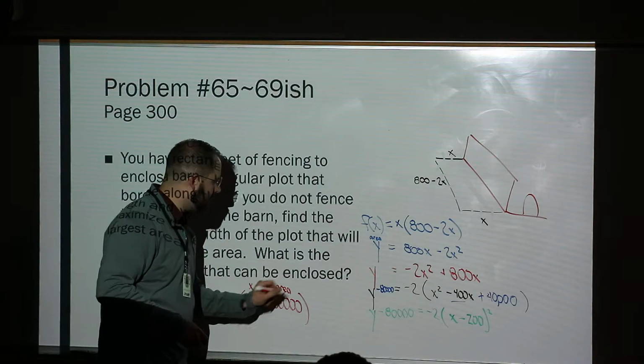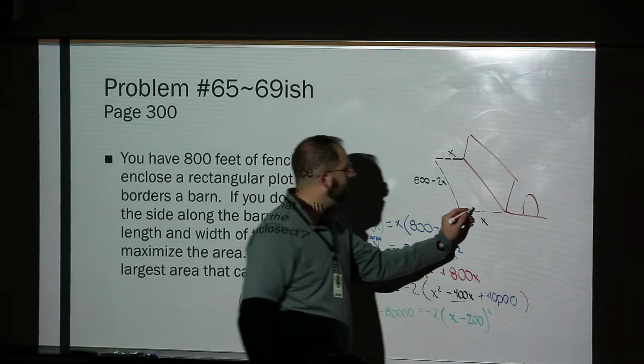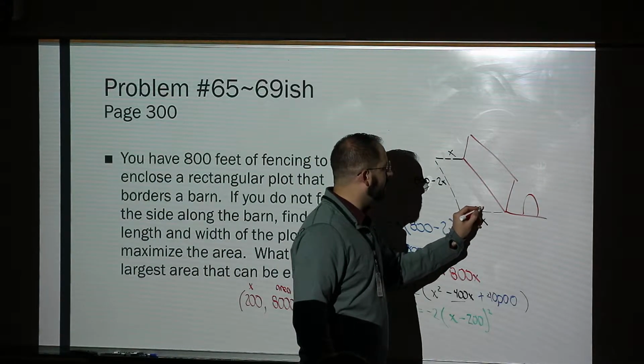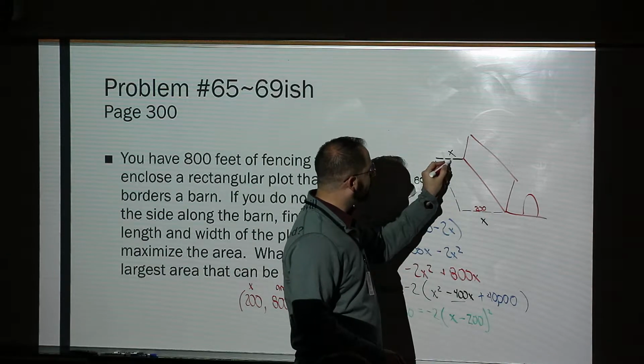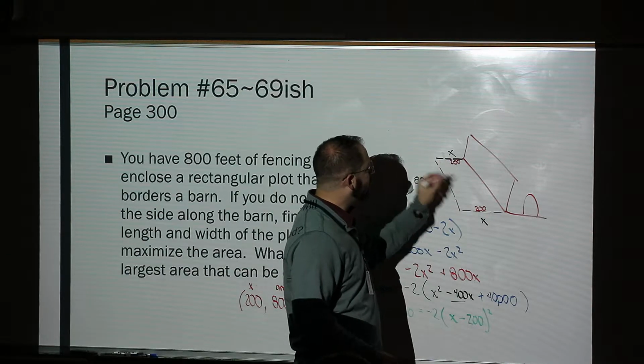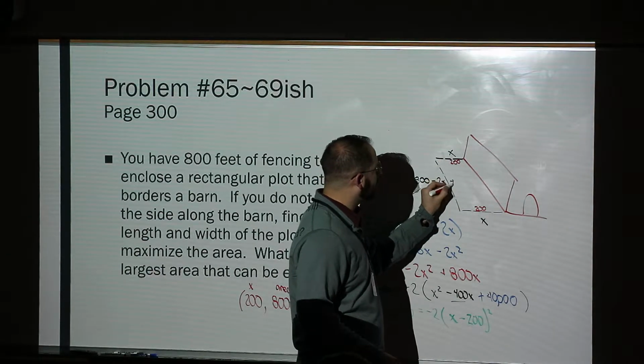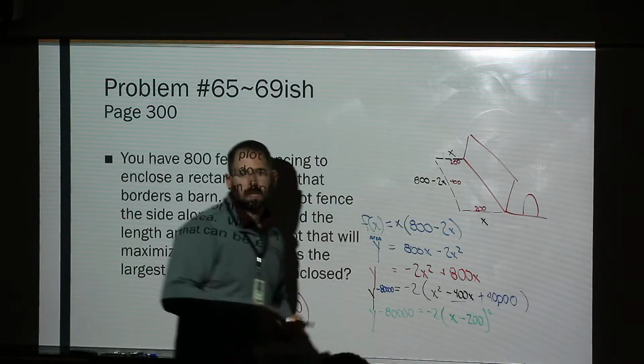That's the maximum area. Well, I thought you were gonna use 80,000. So this is going to be 200, and then this will be 200 over here. So that means if that's a total of 200, that means there's 400 feet of fence left, and that would give me the maximum area.